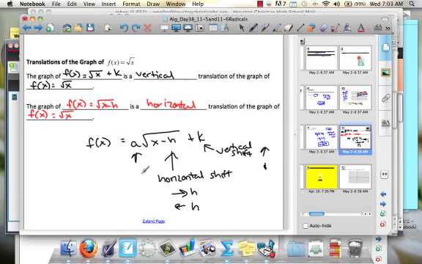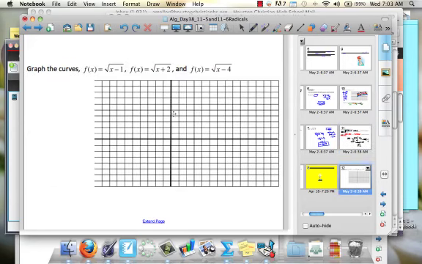And a is your compression or stretch. Normally we have the relationship of over 1 up 1, over 4 up 2, over 9 up 3. This a is going to multiply your vertical values by a constant. So let's see what that means when we get there.